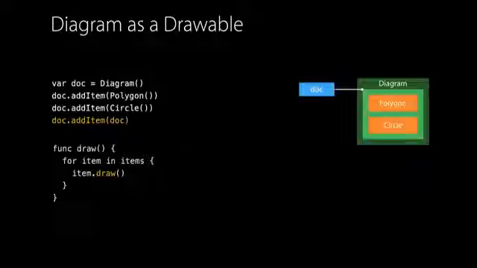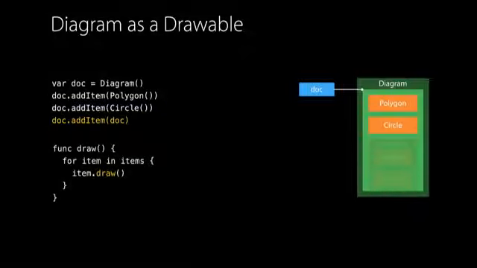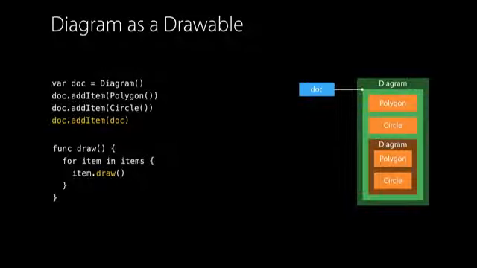But we are using values. So instead of the doc being added to my diagram, it's a completely separate, distinct instance because it's a value. So there is no infinite recursion. I just get two polygons and two circles drawn.